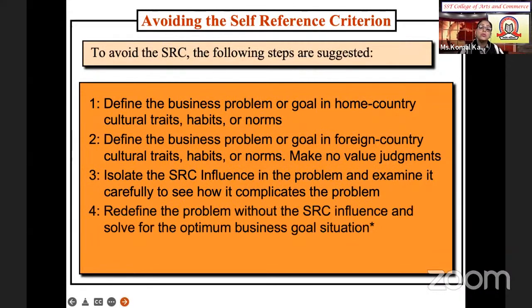We define the problem. First of all, we are defining the problem in the home country. Second, in the foreign country. Now we have to redefine the problem and make comparison, how to solve the maximum business goal related problems.